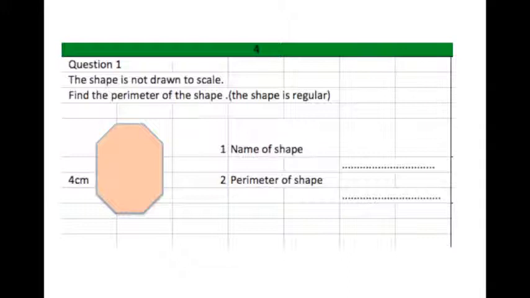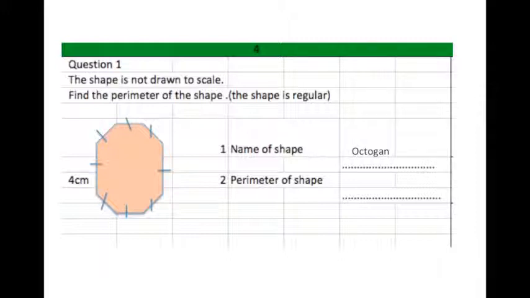The shape is regular. If we have a look at the shape, we can see that it has 1, 2, 3, 4, 5, 6, 7, 8 sides. And the fact that it is regular means that all of those sides are the same size, which is 4 centimetres. All shapes are named after the number of sides they have. A shape with 8 sides is called an octagon.